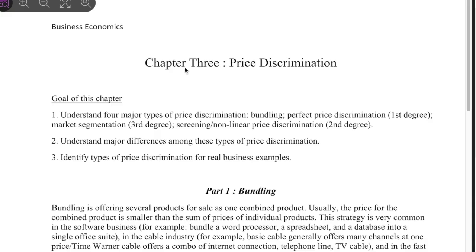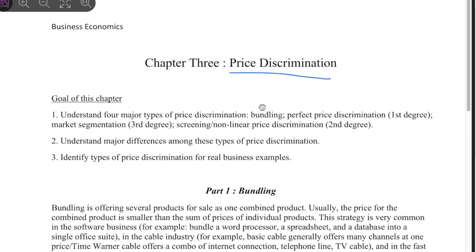We're going to start chapter 3, price discrimination. We're going to look at how prices are set differently for different consumers. The first goal of this chapter is to understand 4 major types of price discrimination.